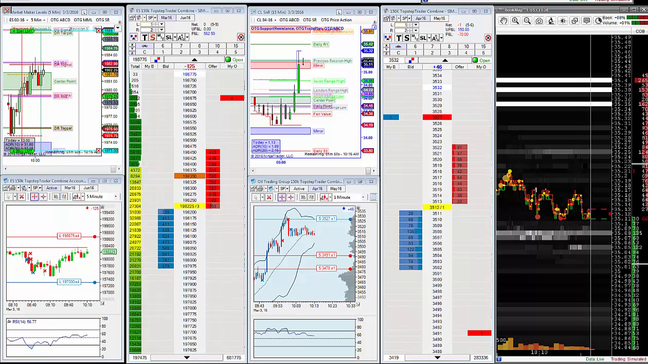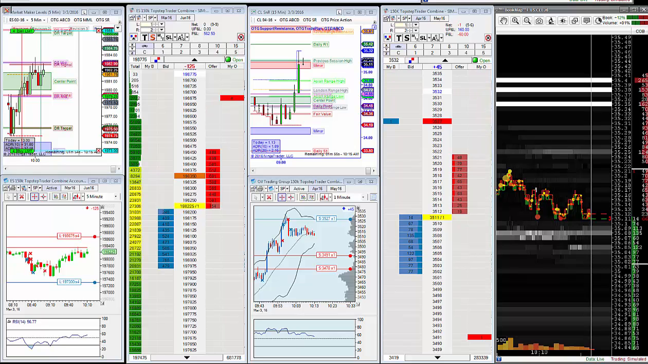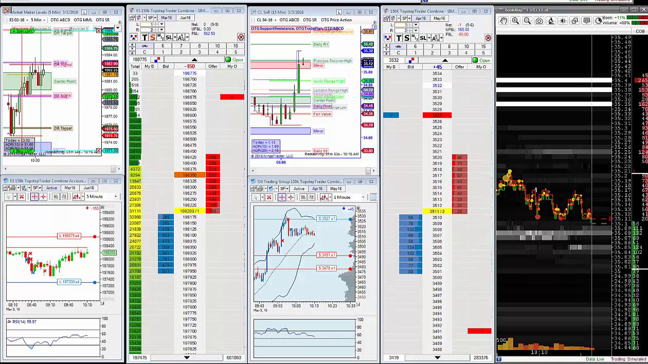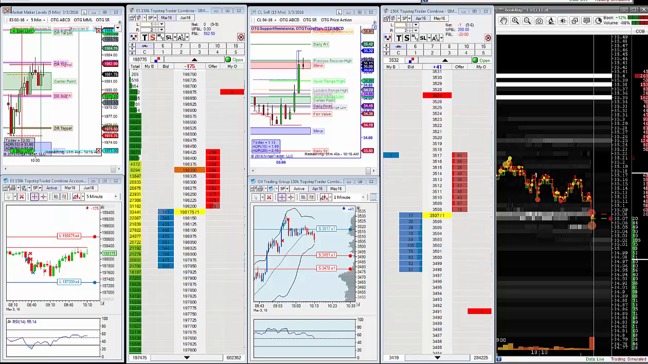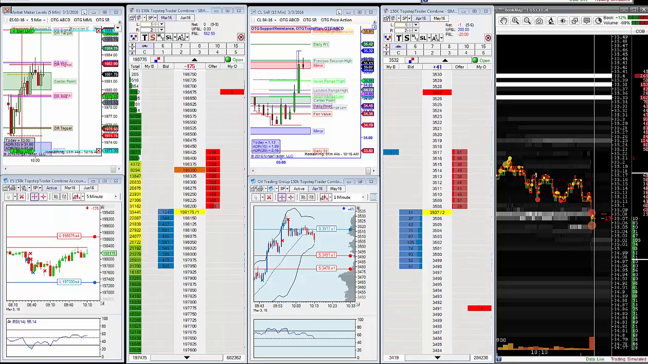There's 11 again. If we break, it could get interesting. There's 10. There we go. Just like I said, if we break, it could get interesting. Stop right now is at 17. We made it down to 04.